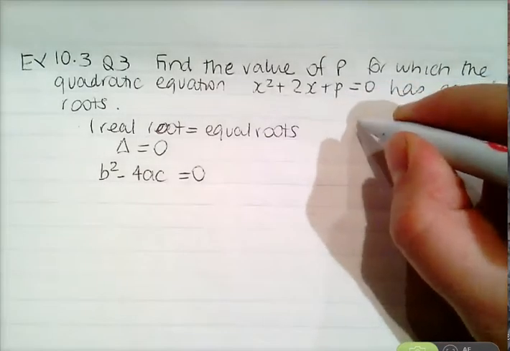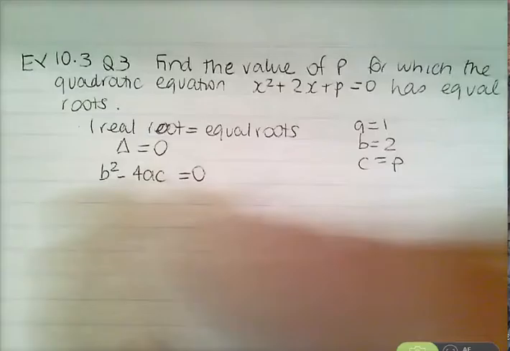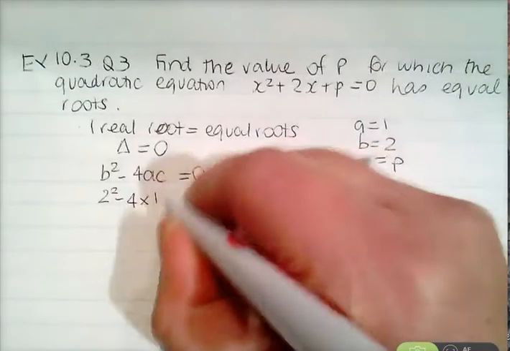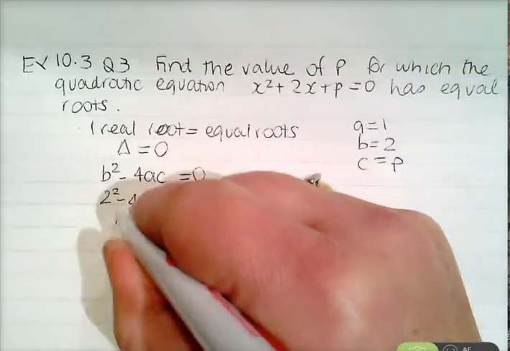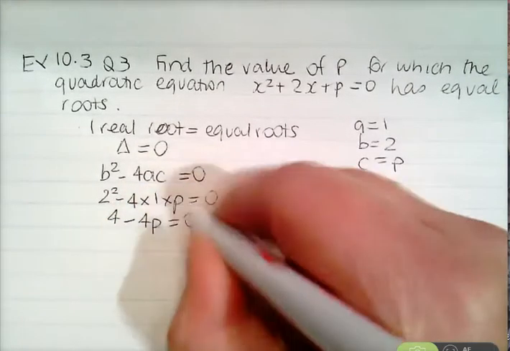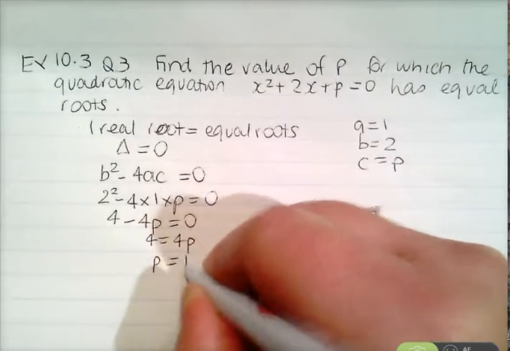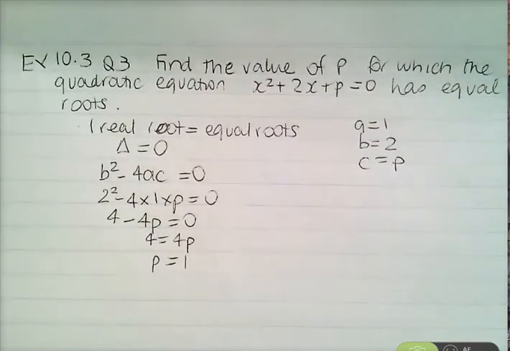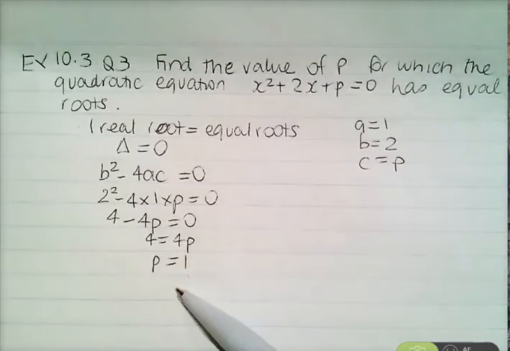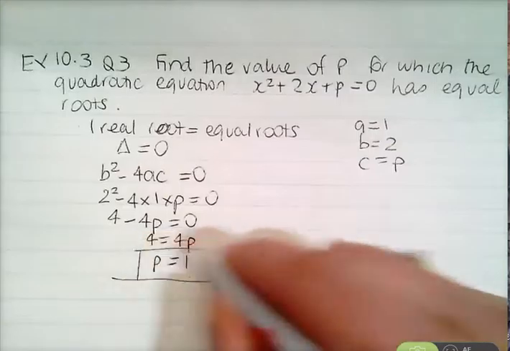Now, if we look at this equation over here, a is 1, b is 2, and c is p. And b squared is 2 squared minus 4 times 1 times p is 0. So we get that 4 minus 4p equals 0. Taking the 4p to the other side, we get 4 is 4p. Therefore, we can see here that p equals 1. Now, that's enough for this question. You can just stop there. That's the answer. p is 1.